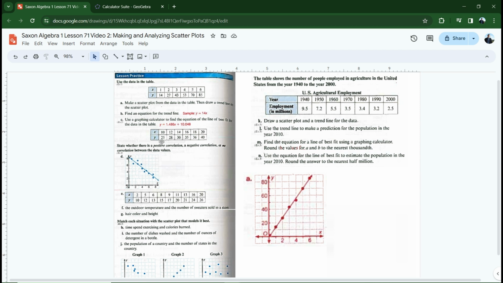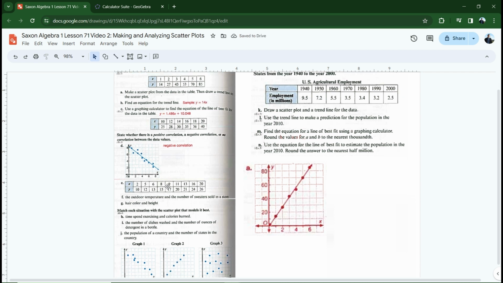All right, next, state whether there's a positive, a negative, or no correlation. Because this is a line with a negative slope, that is a negative correlation. Letter E, I need to state whether there's a positive, negative, or no correlation in this data. Well, look, as these numbers go up in the X row, the Y numbers go up as well. If both of them go up, that means there's going to be a positive correlation. As one increases, the other increases.